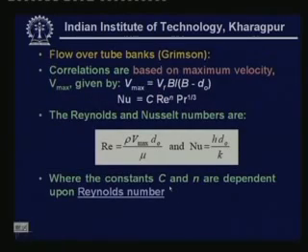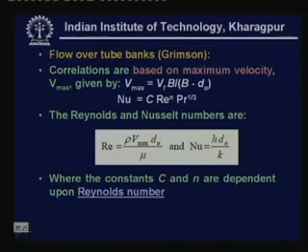Now let us look at flow over tube banks. For flow over tube banks, Grimson has proposed a correlation, and the correlations are based on the maximum velocity Vmax. Vmax is where the area is minimum. Vmax is nothing but Vf times B divided by B minus D0, where Vf is the face velocity, B, as you have seen, is the center to center distance between tubes in a particular row, and D0 is the outer diameter of the tube.